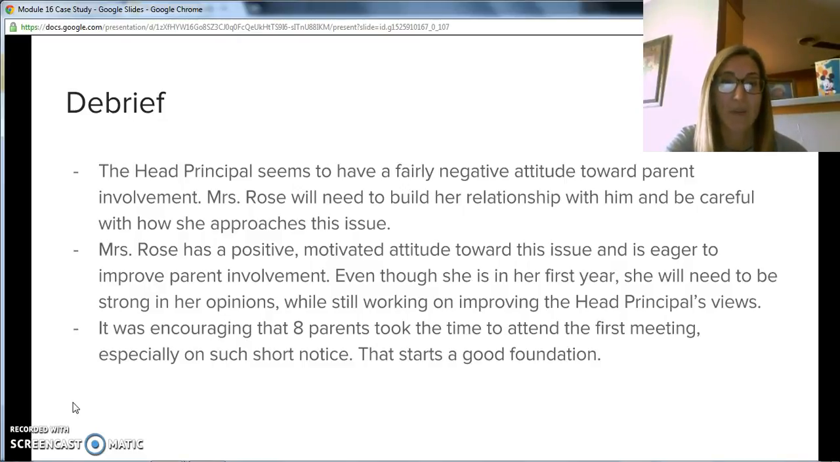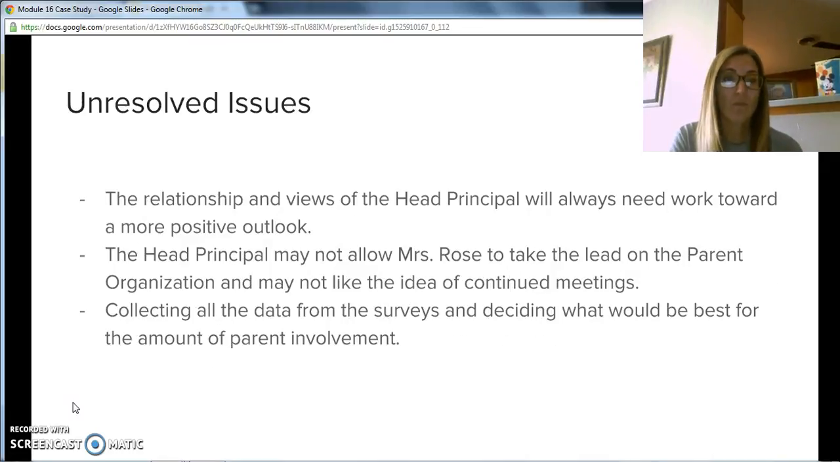And I felt like it was really encouraging that there were 8 parents that showed up to the meeting, even though there was the short notice. And so I thought that was a good foundation for the future of what parent organization and parent involvement would look like in the school.